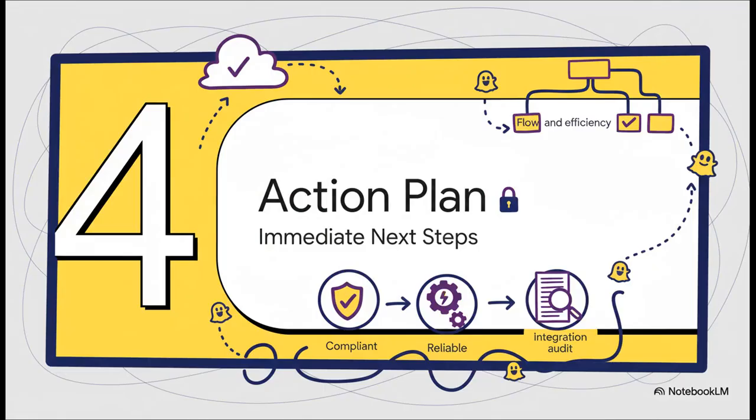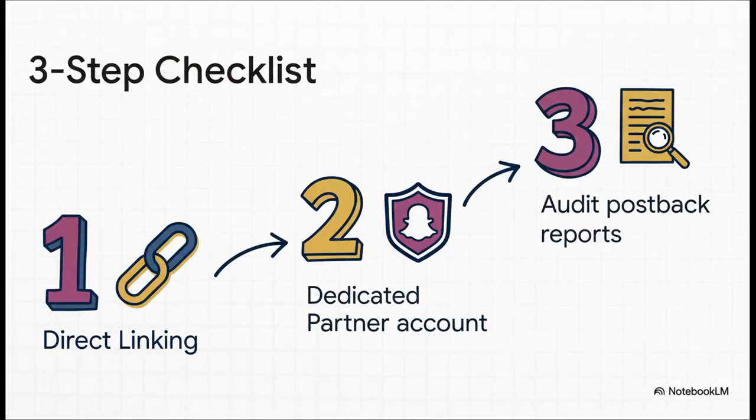All right, let's pull all this together. I'm going to give you an immediate 3-step action plan to make sure your Snapchat integration is both compliant and totally reliable. Okay, here's your takeaway, a super clear, actionable plan. Step 1, switch every single campaign over to direct linking right away. Step 2, set up that dedicated partner account to keep your tracking clean and isolated. And step 3, make it a habit. Regularly check your postback reports for any errors.